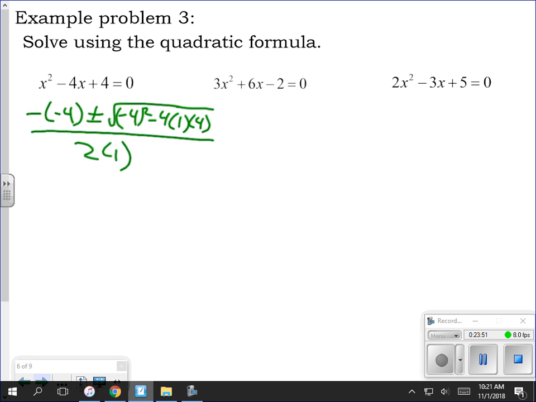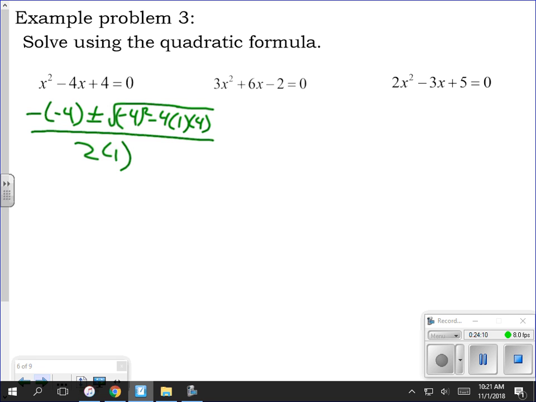20 years I've been teaching this thing. 20 years I've seen the same mistakes. And they always come from trying to do it in your head first, rather than writing it down and then simplifying it. The students that write it down and then simplify tend to make fewer mistakes. Okay? Now I simplify it.